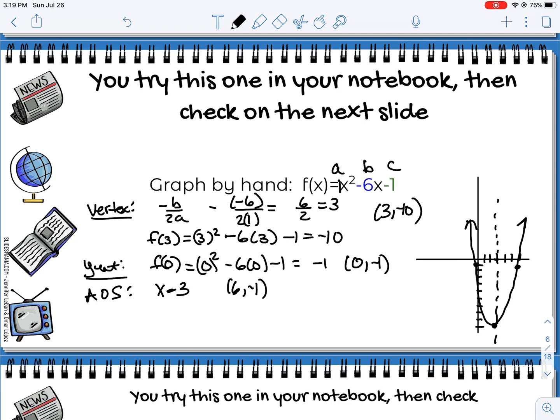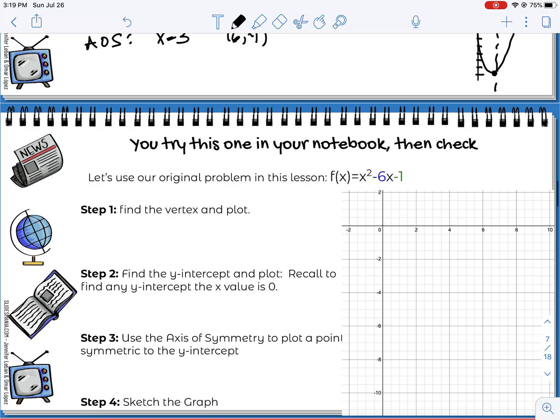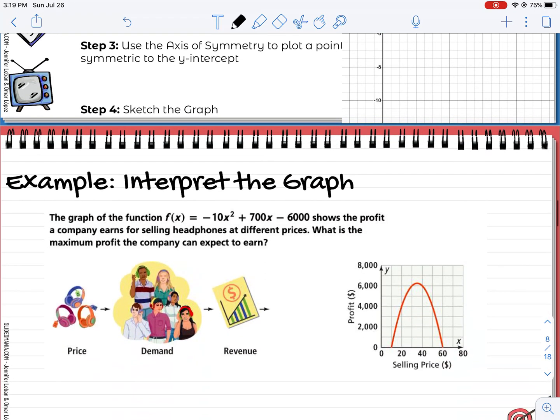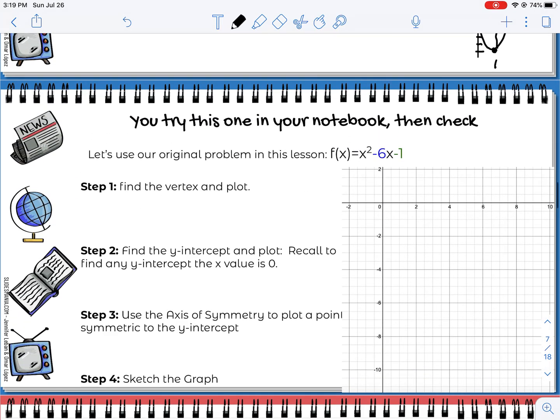Okay, so find your vertex, find your y-intercept, use your axis of symmetry to get a third point that's symmetrical to your y-intercept. Okay, and I think we'll stop there.